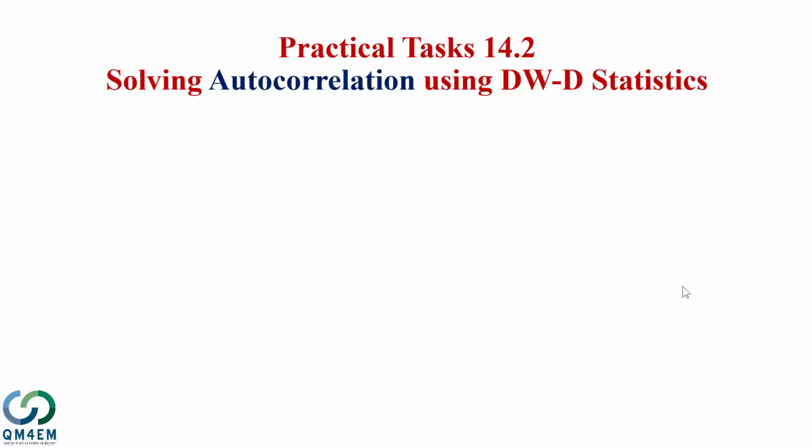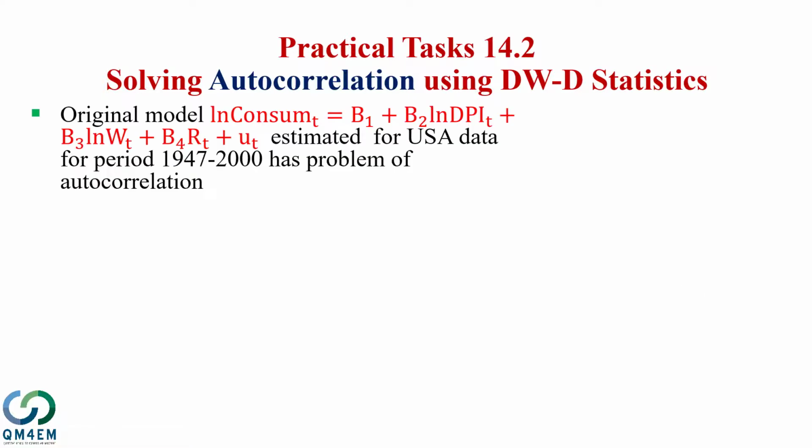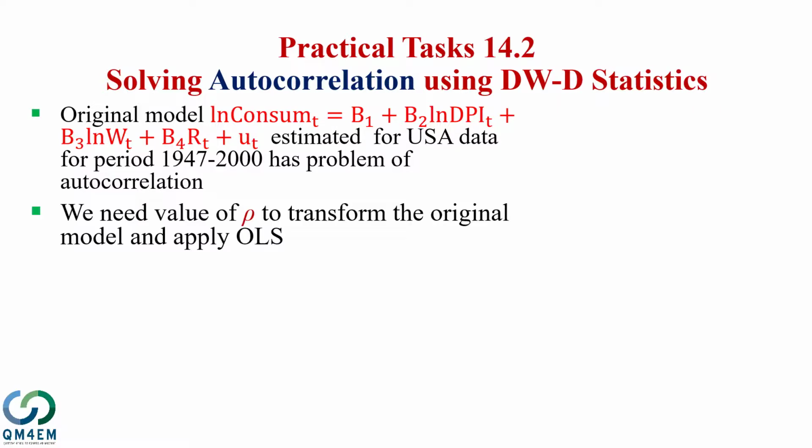Moving toward practical task 14.2. In this, we have to solve the problem of autocorrelation using the Durbin-Watson d-statistic. So going back to that original model in which we were regressing the log of consumption on the log of disposable personal income, wealth, and interest rate for the US data. We already know that this model has a problem of autocorrelation, and now we want to fix that problem.